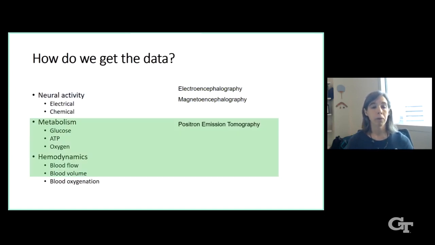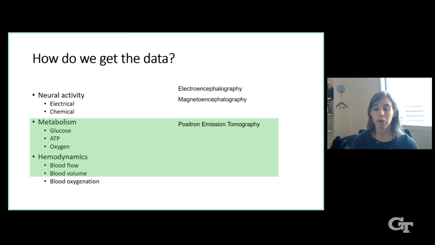So if we go further down the chain, if you have more neural activity, you also need to have an increase in metabolism to support that. So you use more glucose, you use more ATP, you need more oxygen, and your brain doesn't store energy. So when you need these substrates, we have an increase in blood flow to take them to the places where they're needed. Blood flow, blood volume, and also blood oxygenation. The metabolic changes are slower than the electrical or chemical changes, and the hemodynamic changes are slower still. They occur on the order of seconds.